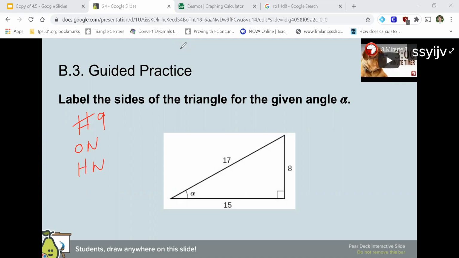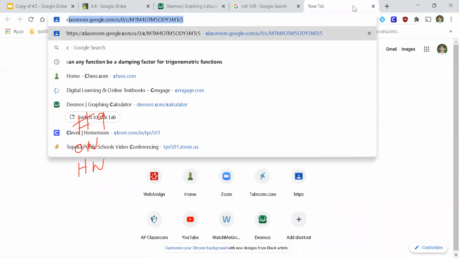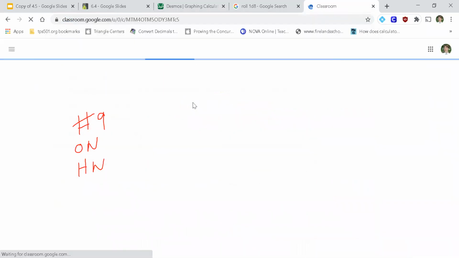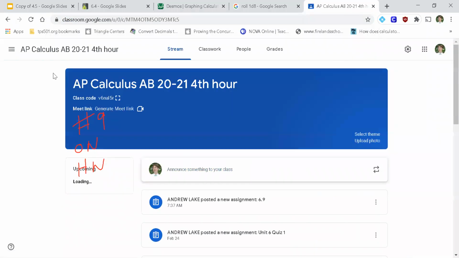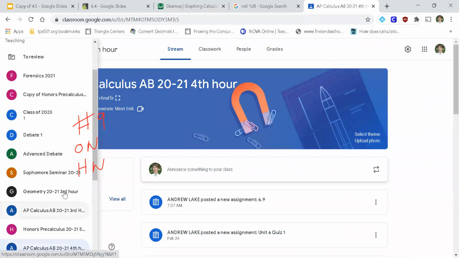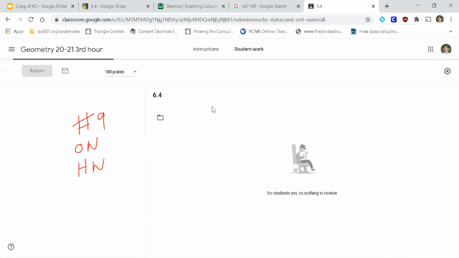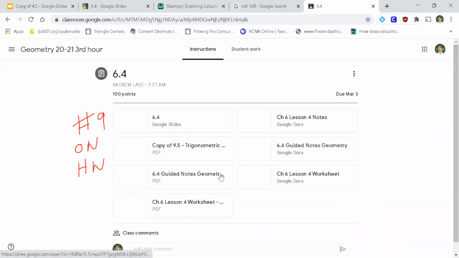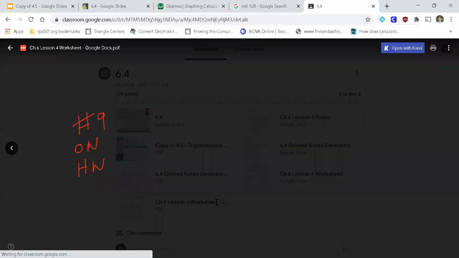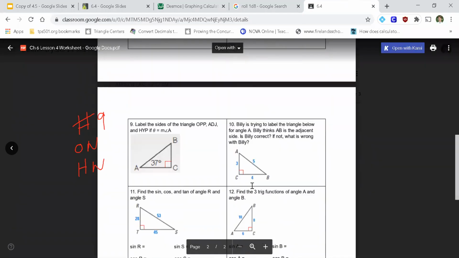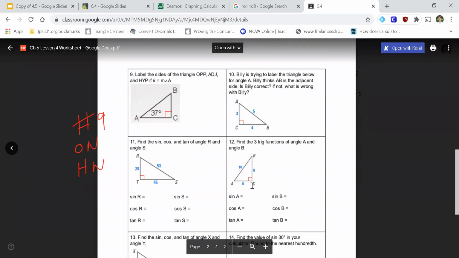All right, so let me pull that up. 6.4, number 9. What is sin, cos, and tan? I haven't got there yet. That's literally the next slide, so I'm glad you're asking about that. Those are the formulas. This is the labeling. The next thing is the formulas.